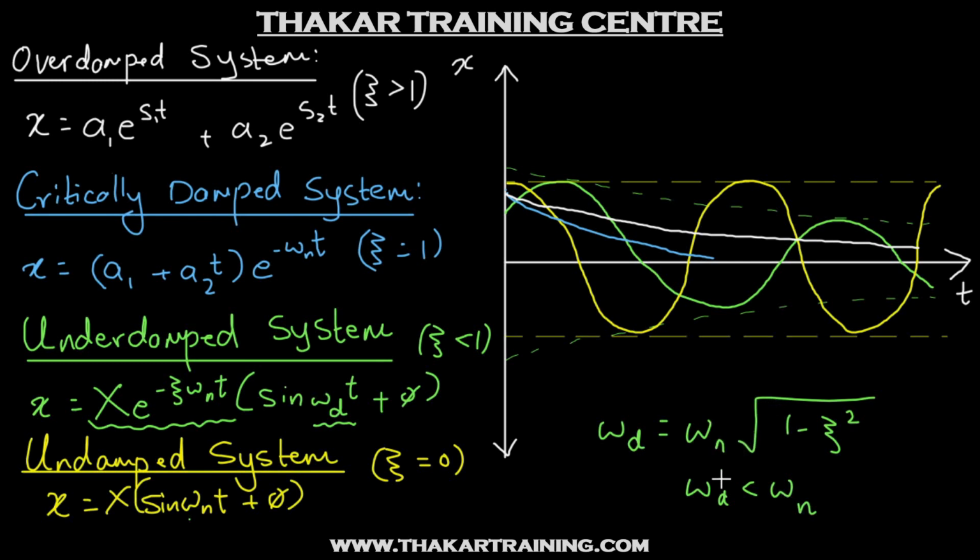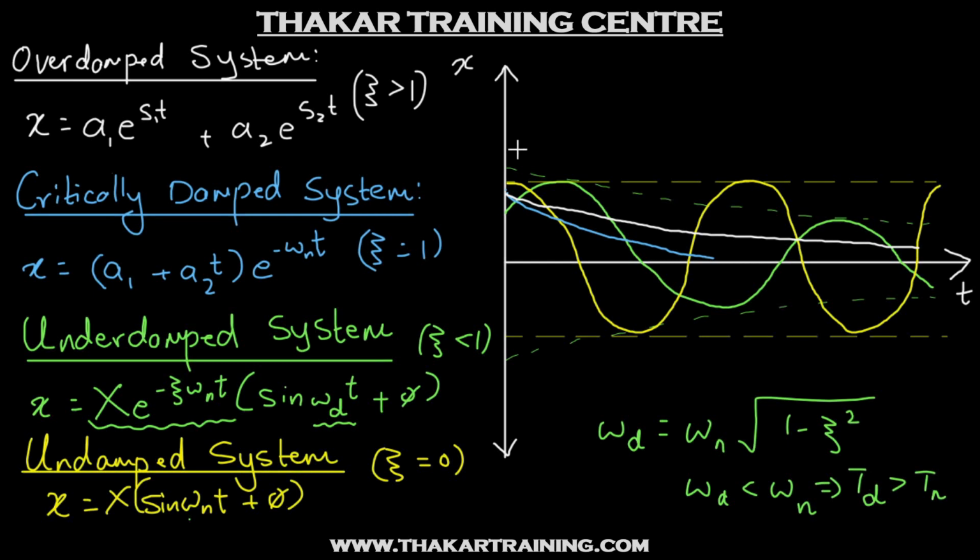Alright. So if omega d is less than omega n, what can you say about time period then? The time period for a damped system will be more than the time period of an undamped system. Or I'll just write down, Td will be more than Tn. Alright. So that we can see on the graph also.